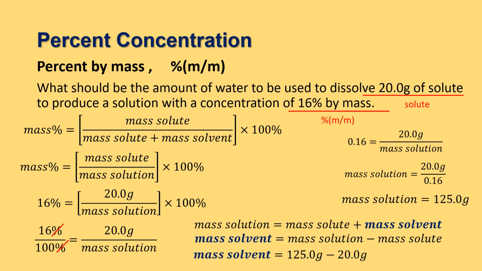And so, the mass of solvent is equal to 105 grams, or this is the mass of water needed to dissolve 20 grams of our solute to produce a solution with a concentration of 16% by mass.